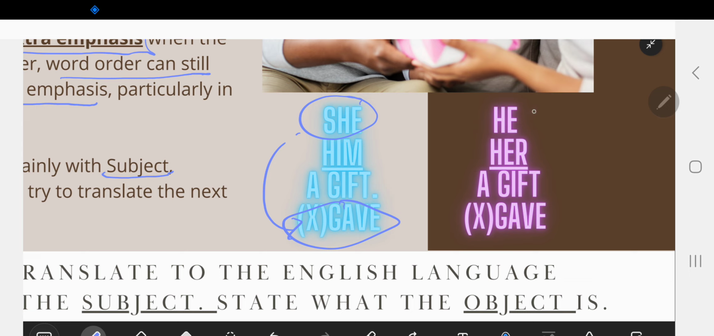Now, what is the subject over here? The subject pronoun is he. Where is the he? Over here. He, because he is always the one that's doing the action. So it's probably he gave her a gift. He gave her a gift. Her is the object pronoun. Him is the object pronoun. So she gave him a gift or he gave her a gift.